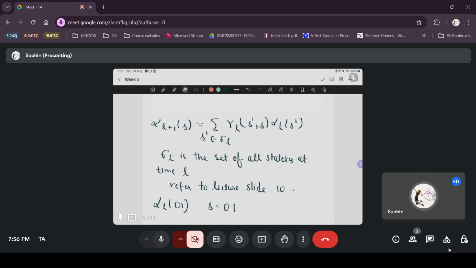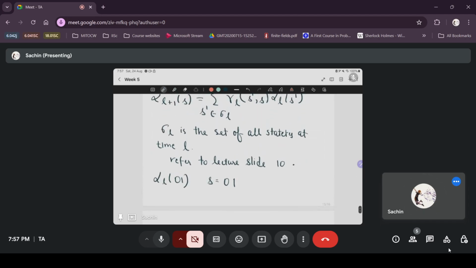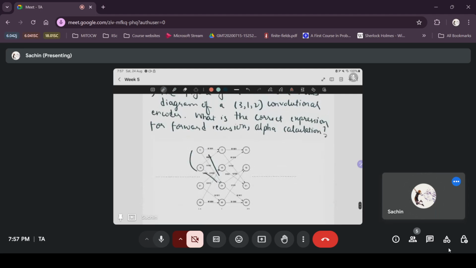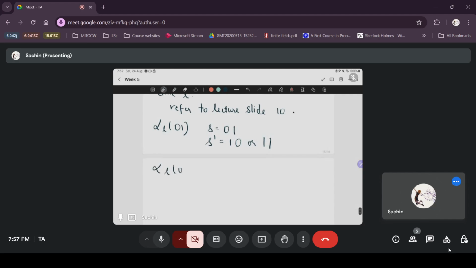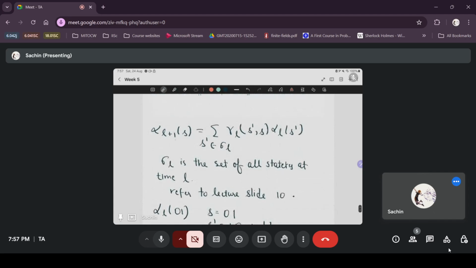So alpha L of 0, 1 from the trellis diagram. We see that 1, 1 and 1, 0 are going to 0, 1, right? So S dash can be 1, 0 or 1, 1. So alpha L of 0, 1 is gamma. This is alpha L plus 1 here. So alpha L of S will be summation S dash belongs to sigma L minus 1 gamma L minus 1 of S dash comma S times alpha L minus 1 of S dash.